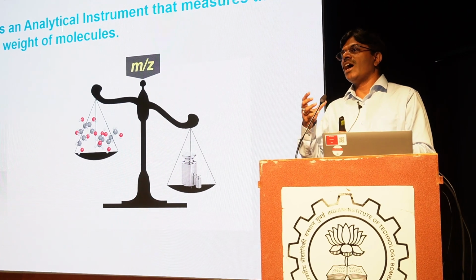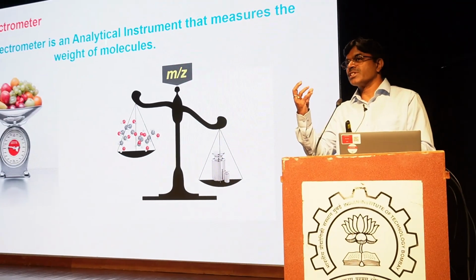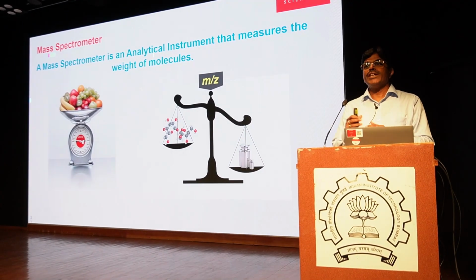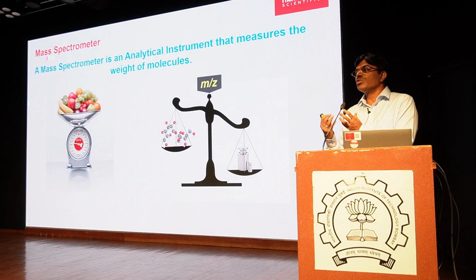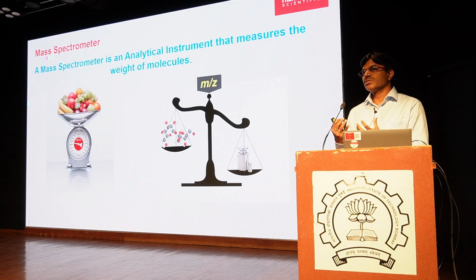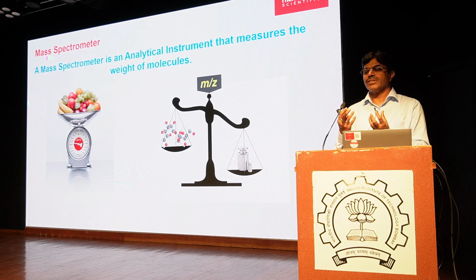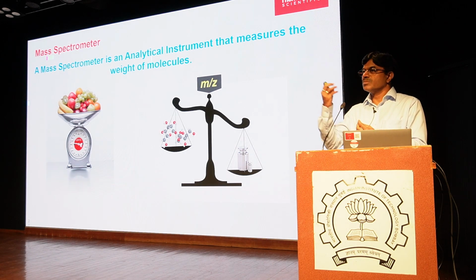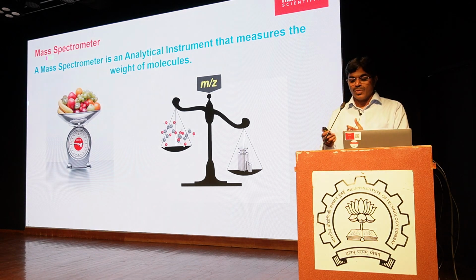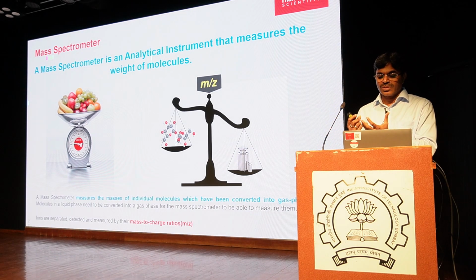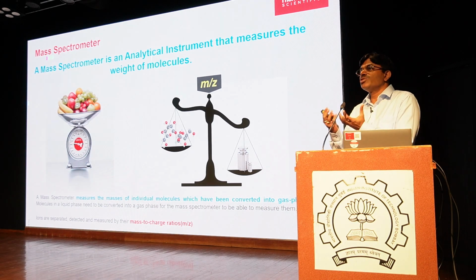Your molecules should be in gas phase, and a mass spectrometer can only work with charged particles. That means either positively charged or negatively charged particles. So you have to bring these molecules into the gas phase by ionizing. We ionize these molecules and bring them into the gas phase.